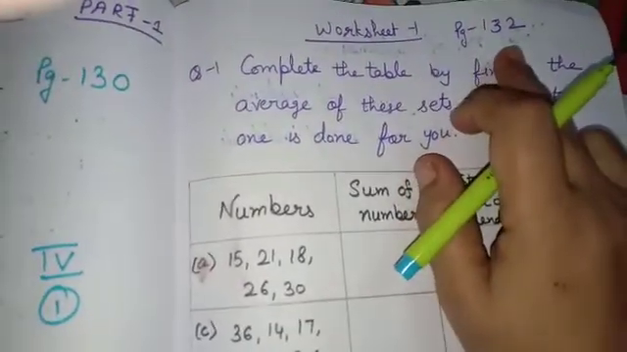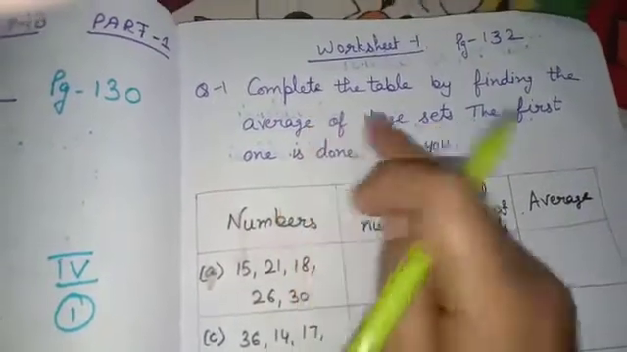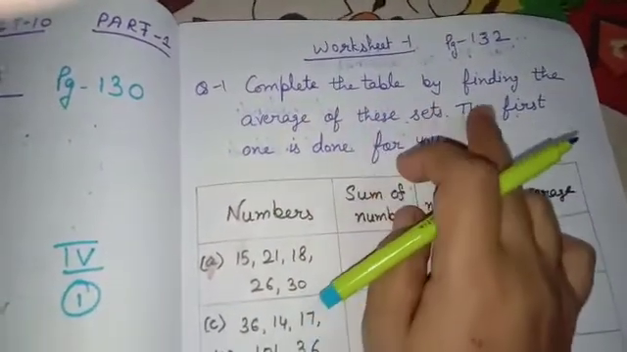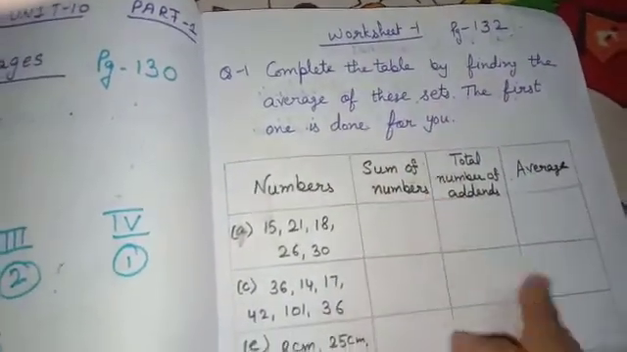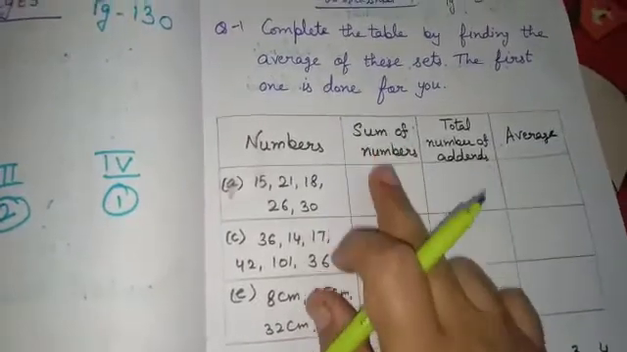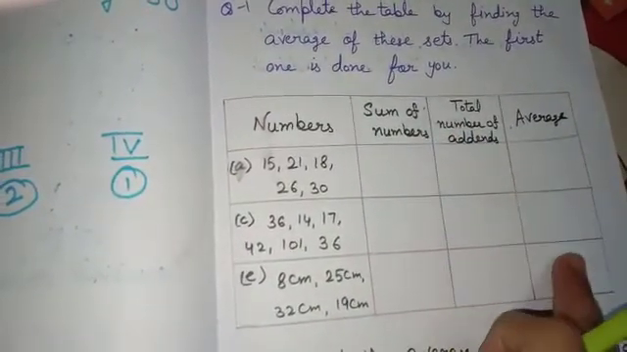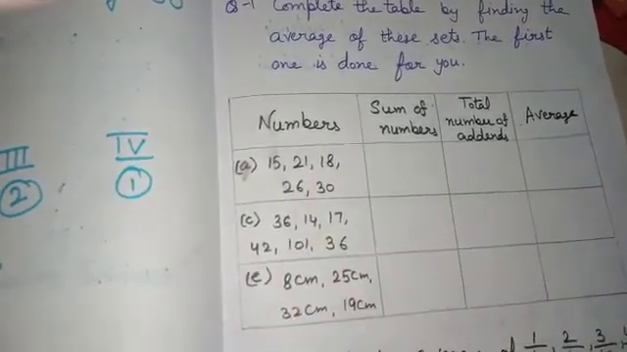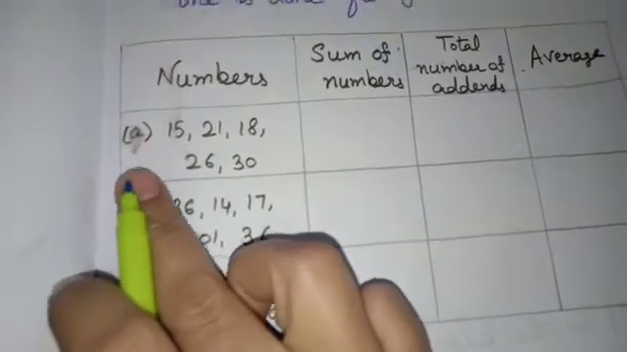Firstly, let me start worksheet 1, which is at page number 132 of our book. Question number 1 is, complete the table by finding the average of these sets. The first one is done for you. Here the numbers are given; we need to write the sum of numbers, the total number of addends, and then find the average.